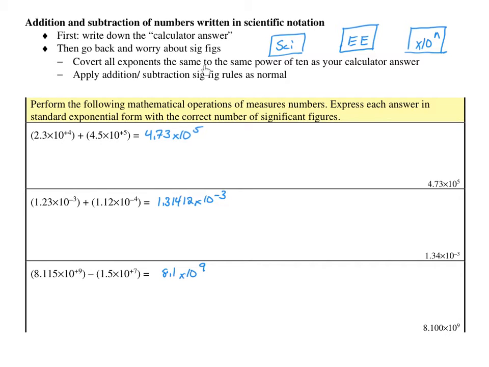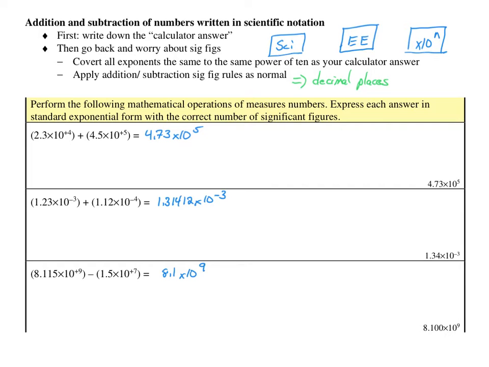We convert all the exponents to the same power of 10 as our calculator answer, and then apply addition-subtraction rules as normal. And remember, addition-subtraction is going to be focused on decimal places. All right, this first number here. We want to convert both of these numbers to the same power as our answer, which is 10 to the 5th. So we want to convert this number here to some number multiplied by 10 to the 5th.